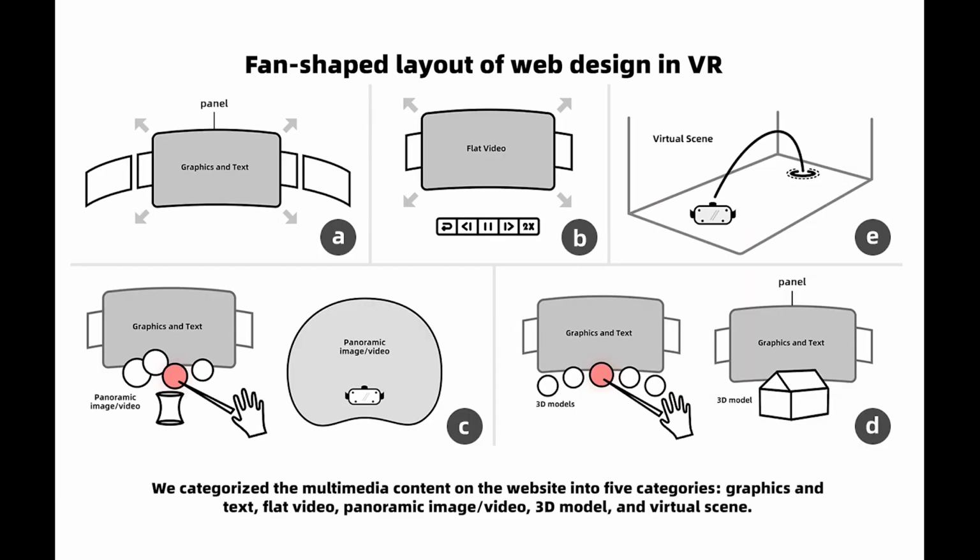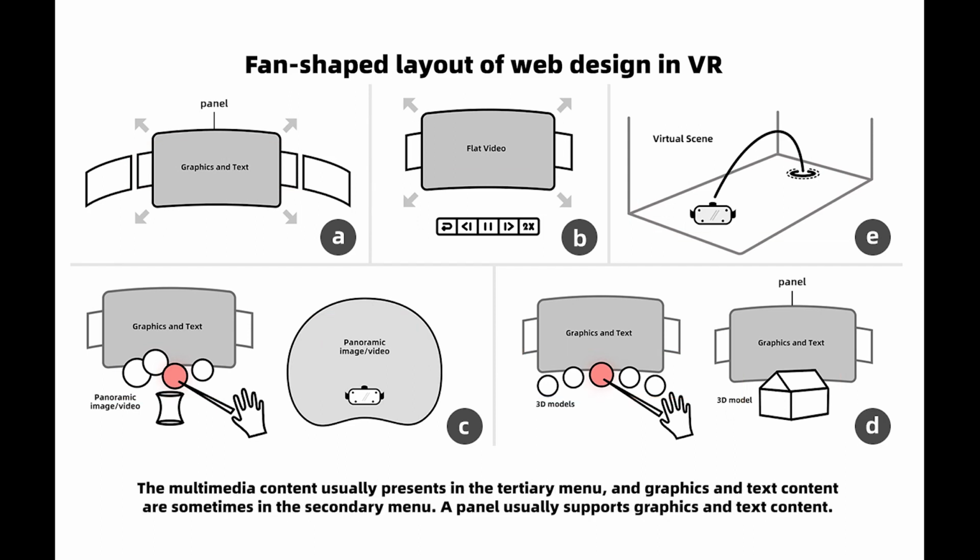We categorize the multimedia content on the website into 5 categories: graphics and text, flat video, panoramic image or video, 3D model, and virtual scene. The multimedia content usually presents in the tertiary menu, and graphics and text content are sometimes in the secondary menu. A panel usually supports graphics and text content.